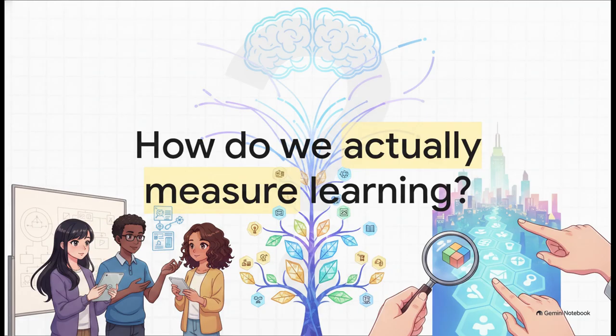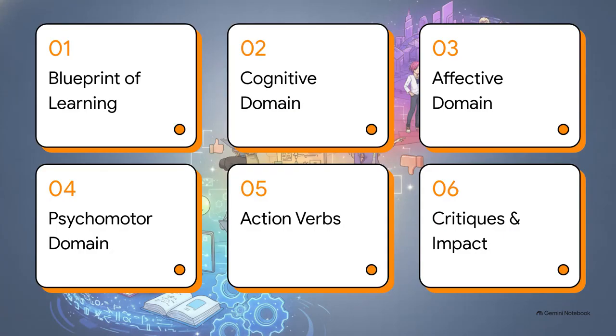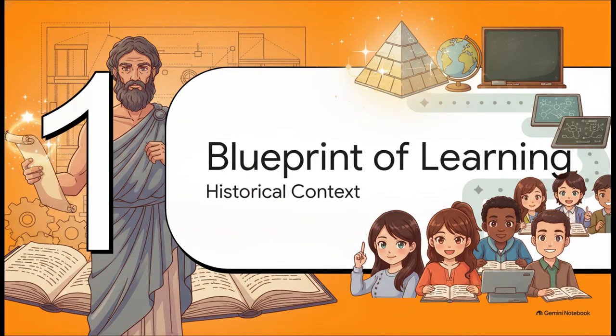Basically, they needed a map of the human mind at work. So here's our roadmap for this explainer. We're going to cover, first, the blueprint of learning. Second, cognitive, the thinking domain. Third, affective, the feeling domain. Fourth, psychomotor, the doing domain. Fifth, action verbs and objectives. And finally, number 6, critiques and real-world impact. Let's get to it. Section 1.